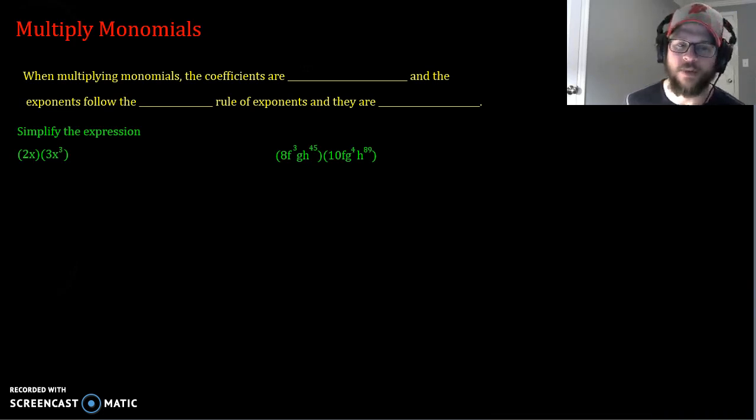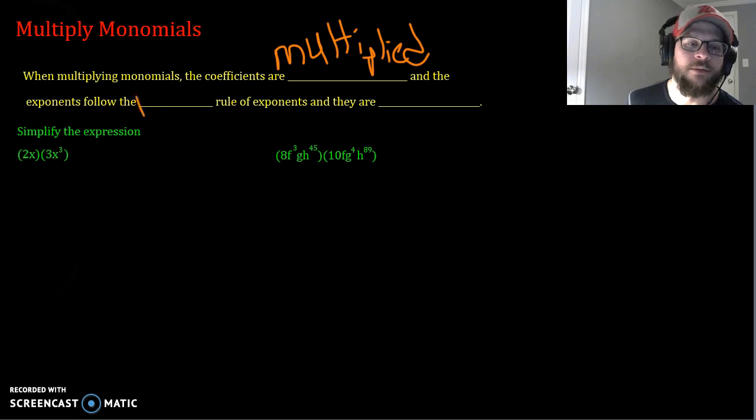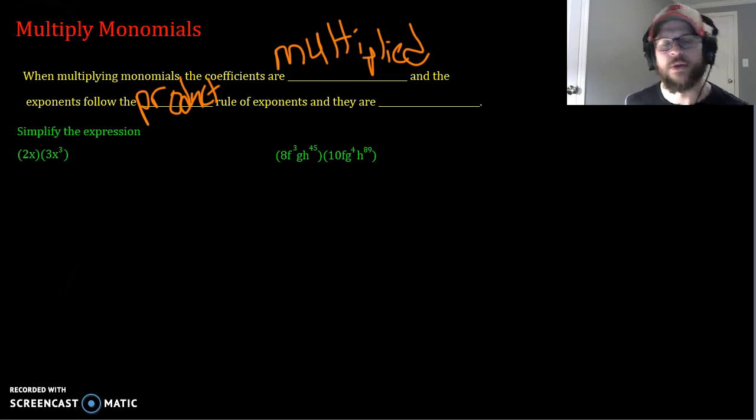So when you're multiplying those monomials together, the coefficients, or the big numbers that are in front of any variables, are multiplied just like normal. Your problem tells you to multiply, so you would take those numbers and multiply them together. But then your exponents are going to follow the product rule. Our product rule was introduced last unit when we were going over our exponent properties. And those exponents, when they follow the product rule, are added together.